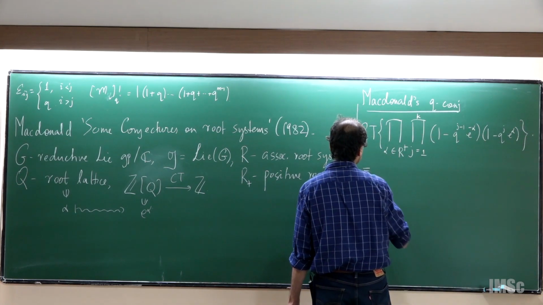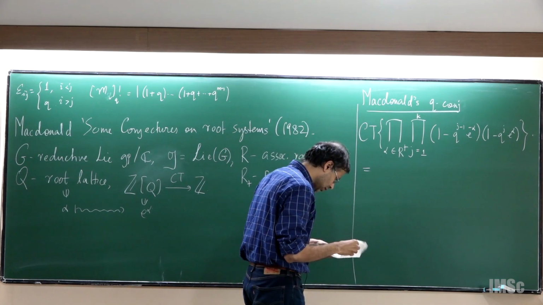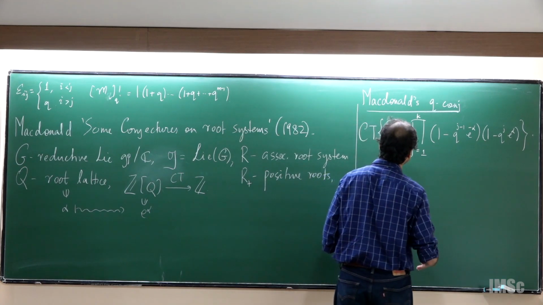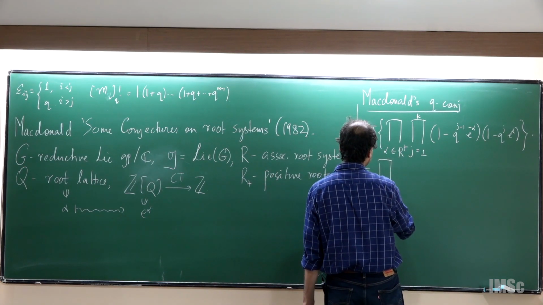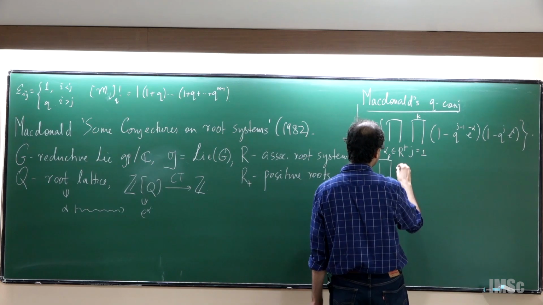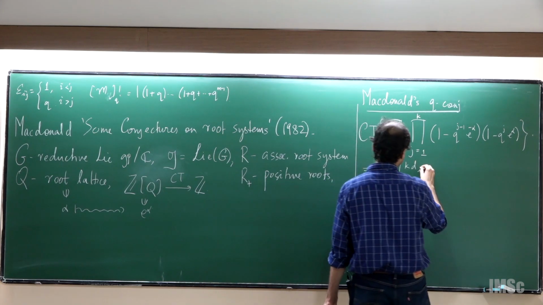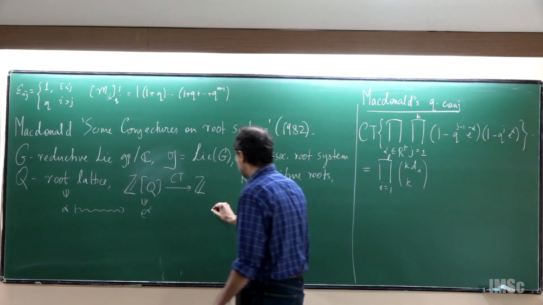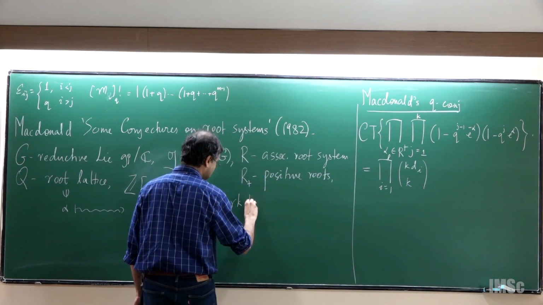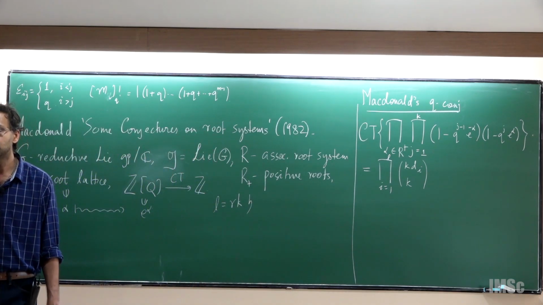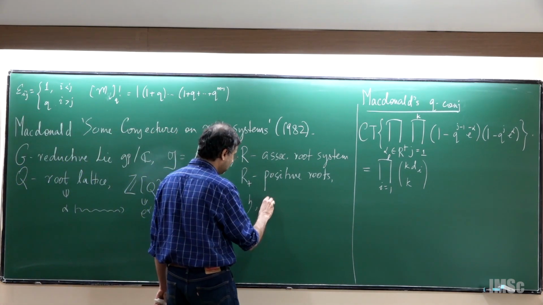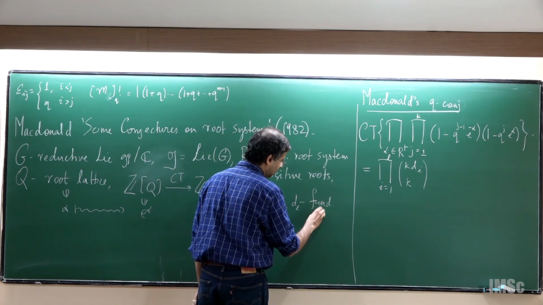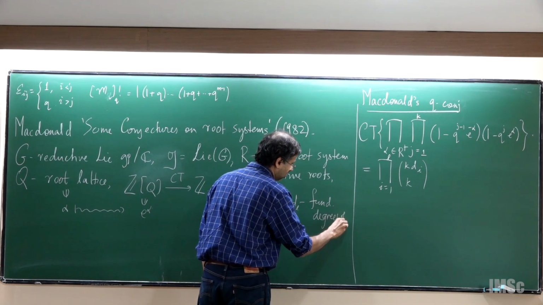This was conjectured, and let me just check I have not made any careless mistake. That is correct. So this is a product I running from 1 to L, and I'll explain what L is. K choose K. So L stands for the rank of the Cartan. And d1, d2, dL, these stand for the fundamental degrees of G.